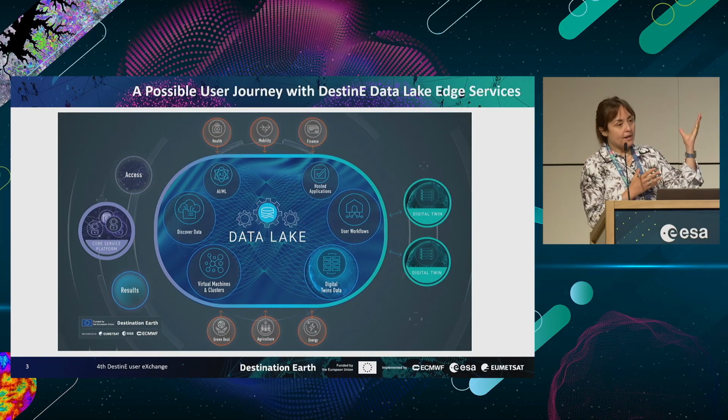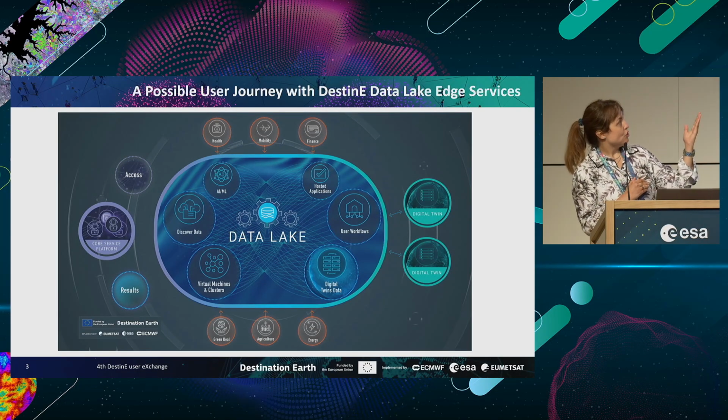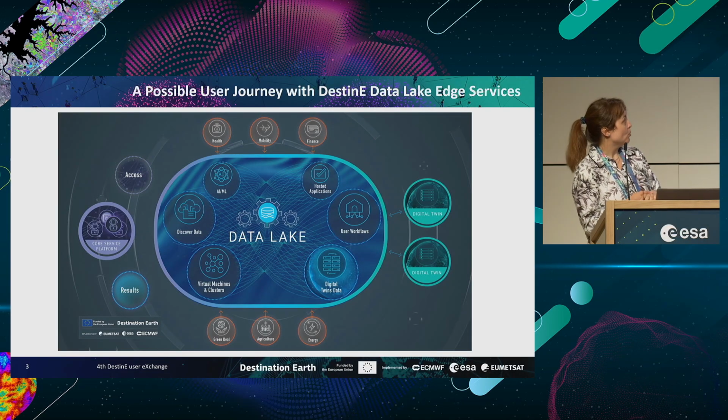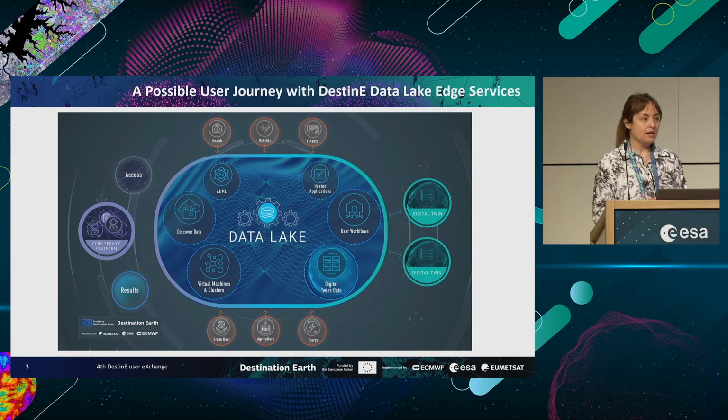They can develop AI/ML applications. They can bring maybe already existing processing chains. They can access digital twin data. You can see on the right-hand side the two digital twins, as well as data from the different data spaces. And after they have done their processing, maybe in an iterative way, they get home the results. And they leave the system.